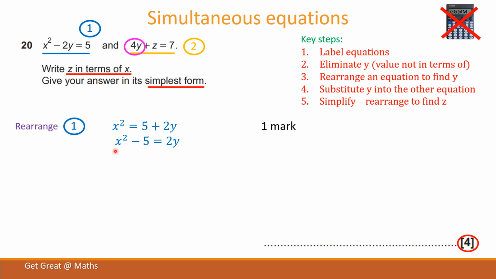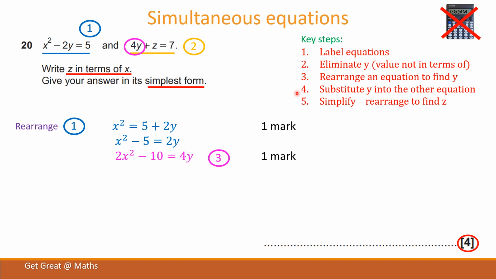x squared times 2 is 2x squared. Minus 5 times 2 is minus 10, which gives me 2x squared minus 10 equals 4y, and this is my third equation for the second mark. Now this 4y is the same as what is up here in equation 2. So this is part 4.